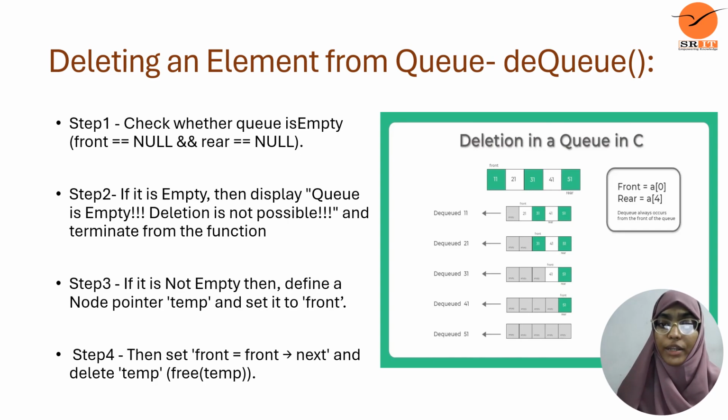If the queue is empty, then display that the queue is empty, because we can't do any deletions if the queue is empty. And then step 3: if it is not empty, then define a new pointer temp and set it to front. Step 4 is set front equals front of next. We need to assign front of next to front and delete temp, which means we need to free temp because we are doing deletion. You can see the diagram on the right side of the slide.